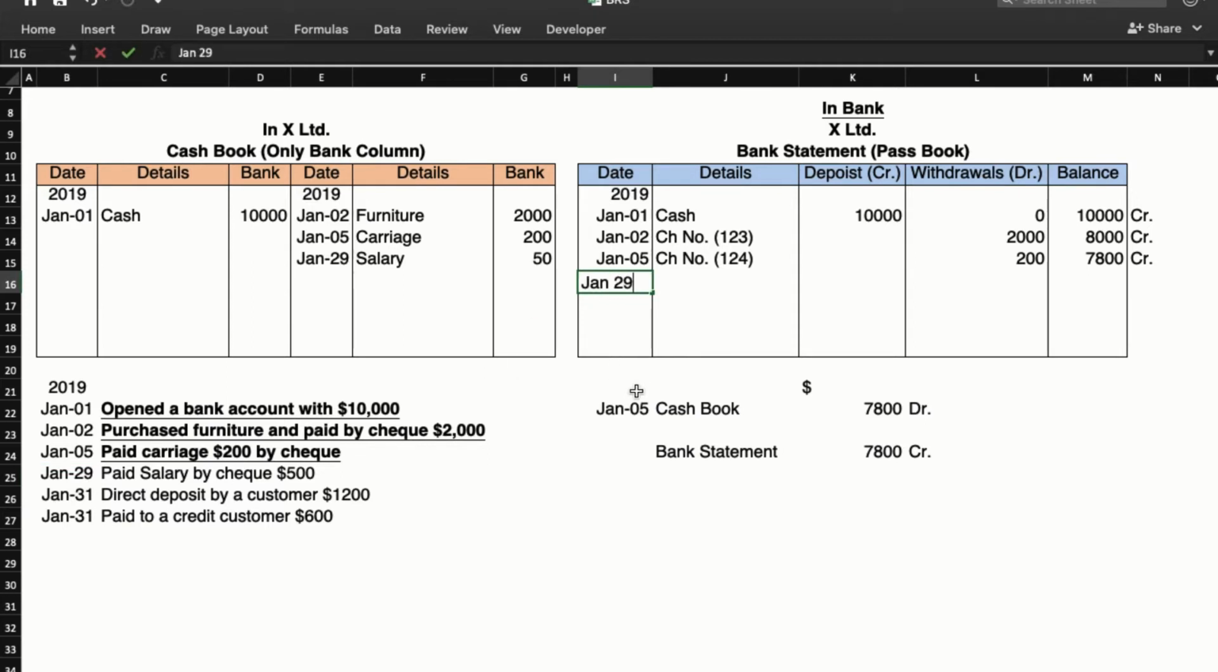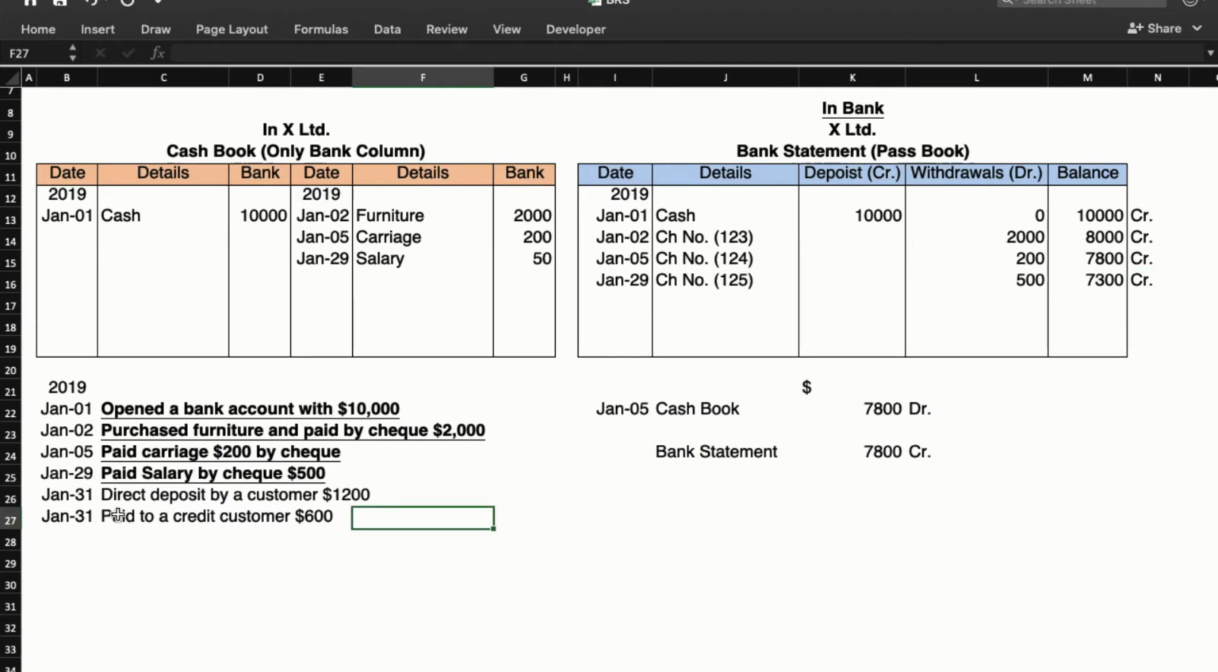Now see how the bank will record this transaction. On the same date, Jan 29th, the person to whom I gave this check went to the bank and presented that check to get the payment. So the bank will record the check number, which will be 125 this time, and the amount, $500. The bank recorded this transaction correctly. Now the balance will be 7,800 minus this 500, so the balance will be $7,300 credit balance.